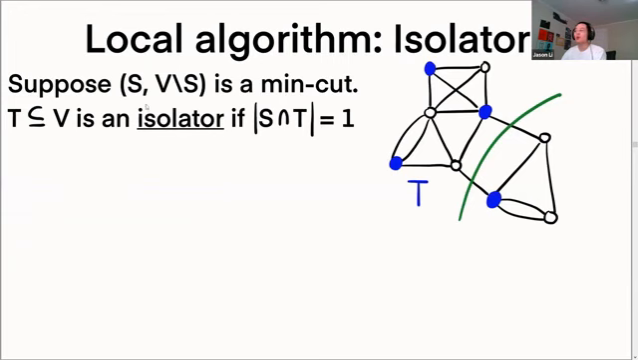Suppose S, here S is the vertices on this side of the green cut. S is a min cut of the graph. Then a subset of vertices T is called an isolator if S intersect T has size 1. So it's exactly one vertex isolated. Essentially S, the smaller side of the min cut, isolates one vertex in T. That's the way you can think about it.